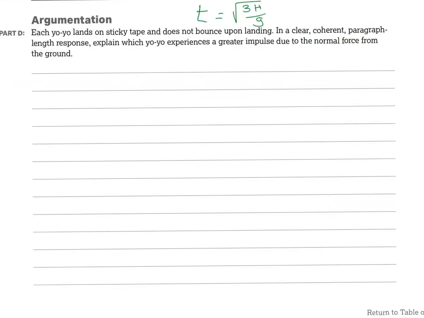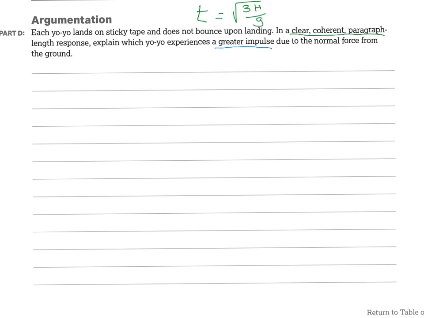All right, for part D, it is a type of free response question where they want a clear, coherent paragraph. One of the free response in the AP exam always has you do this style of writing, and it's important to just kind of see what is it that they want me to answer. It's whichever one has a greater impulse, yo-yo 1 or yo-yo 2.